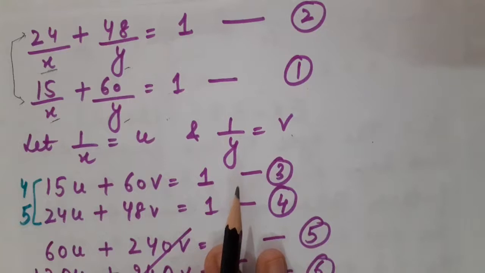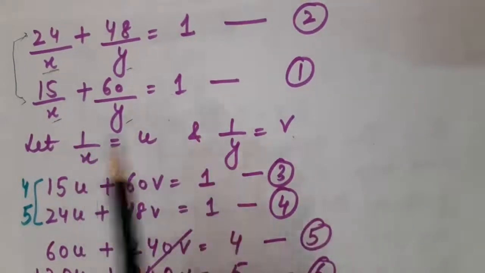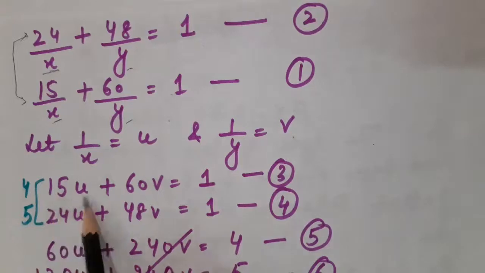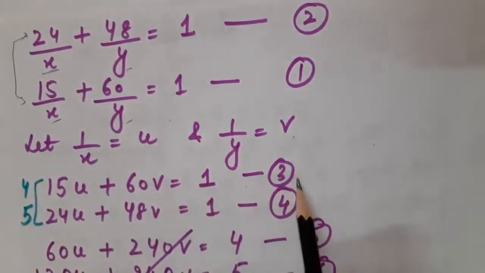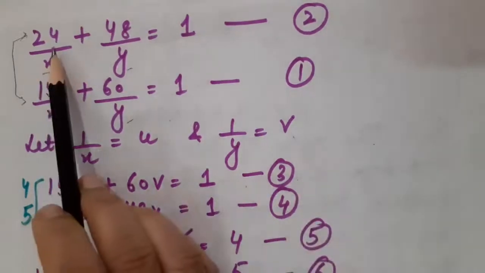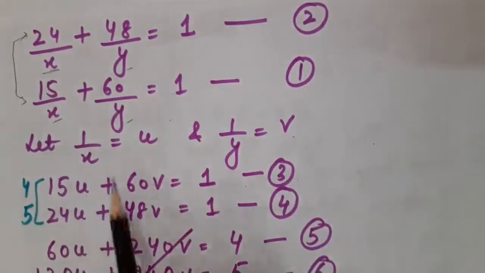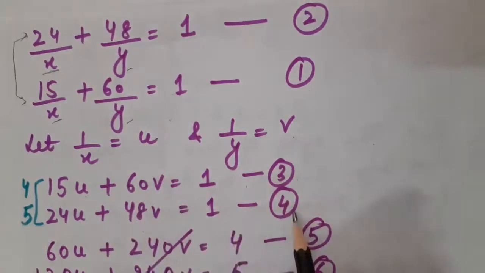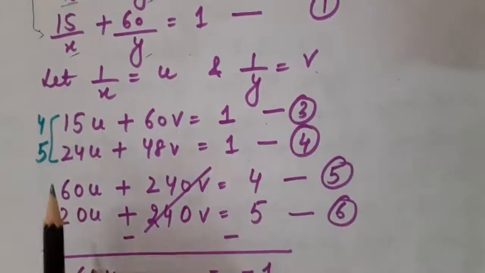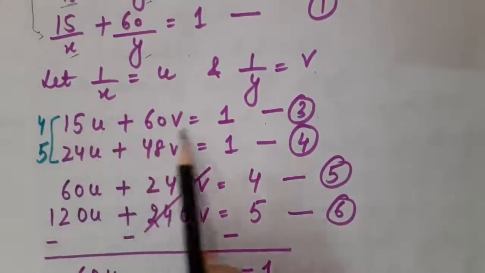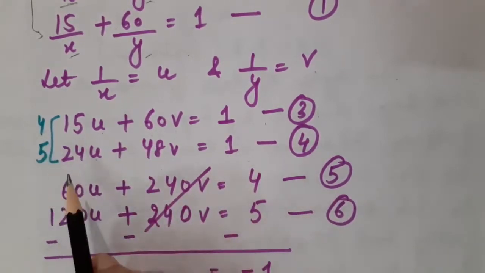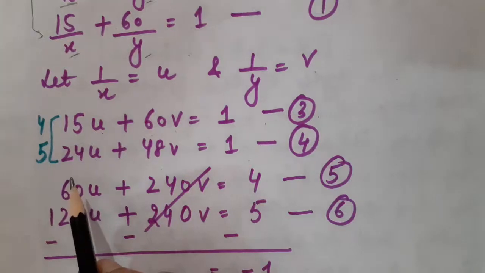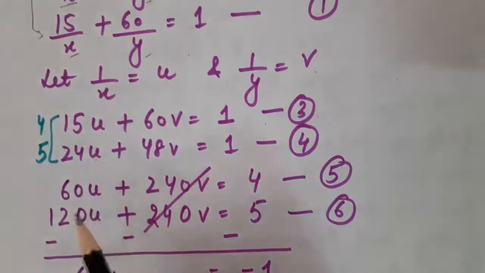What will equation number 2 become, children? Please be focused. First of all, equation number 1 will become 15u plus 60v is equal to 1. I have given it another name, that is equation number 3. And equation number 2 will become 24u plus 48v is equal to 1. That has become equation number 4. Fine. Now we are going to eliminate them. I am going to multiply equation number 3 by 4 and equation number 4 by 5 so that I can eliminate any of the two variables.